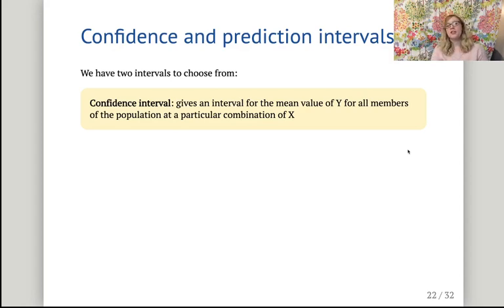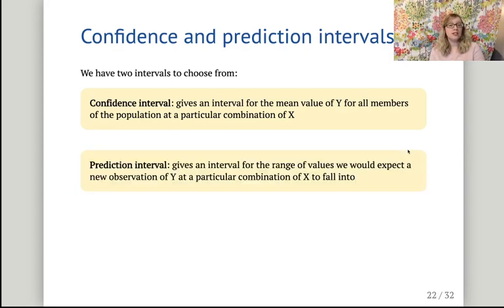The confidence interval gives an interval or a range for the mean value of y for all members of the population at a particular combination of x. So essentially what this confidence interval does is tell us where we expect the population mean response to fall. Contrast that to a prediction interval, which gives an interval for a range of values that we would expect a new observation to fall under.